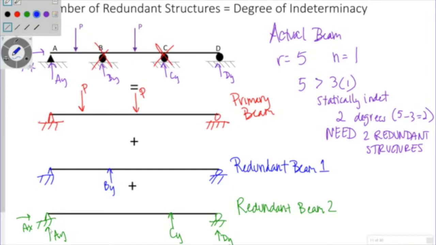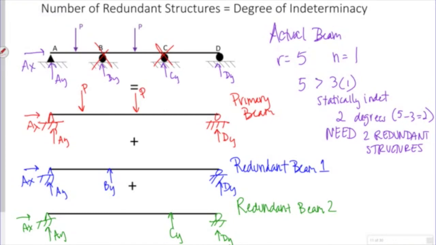Redundant beam 1 has DY, AY, and AX. The primary beam has DY, AY, and AX, right? So they're all statically determinate, 3 unknowns. I can use my 3 equations. But I had to have the 2 redundant beams because I had 2 degrees of static indeterminacy.